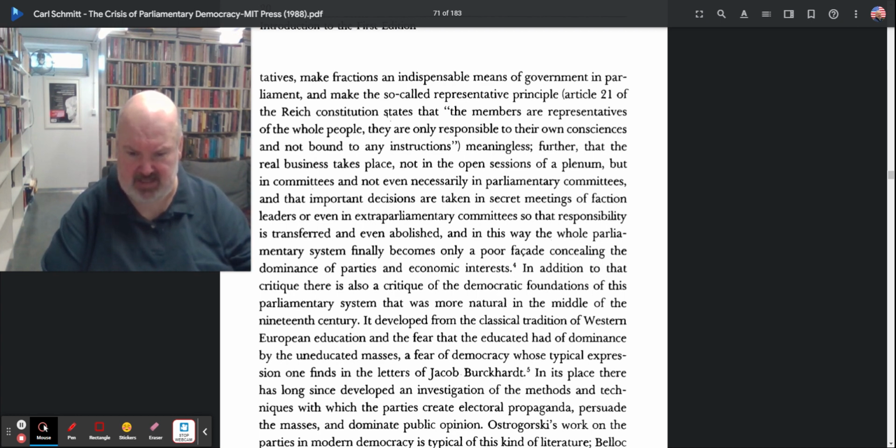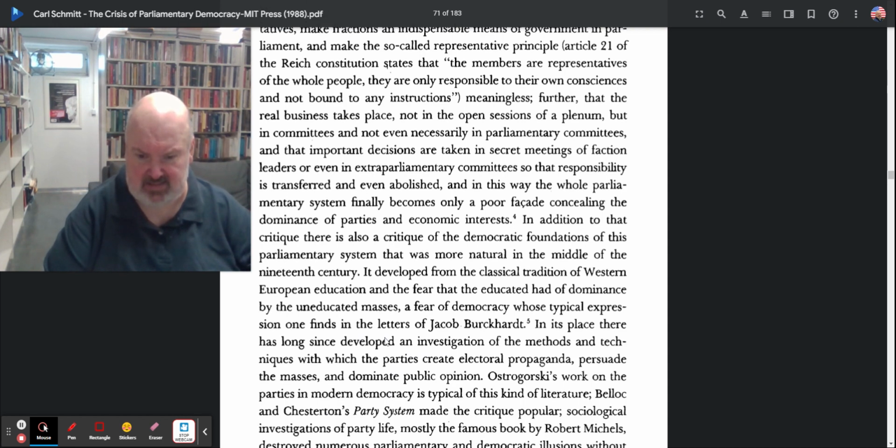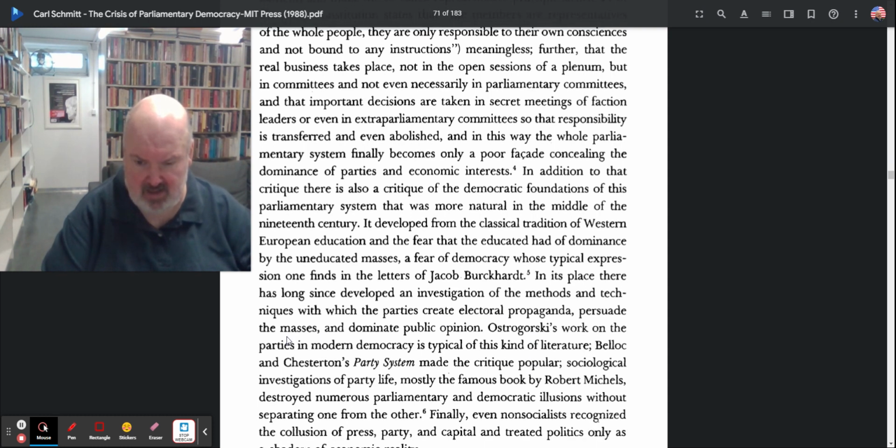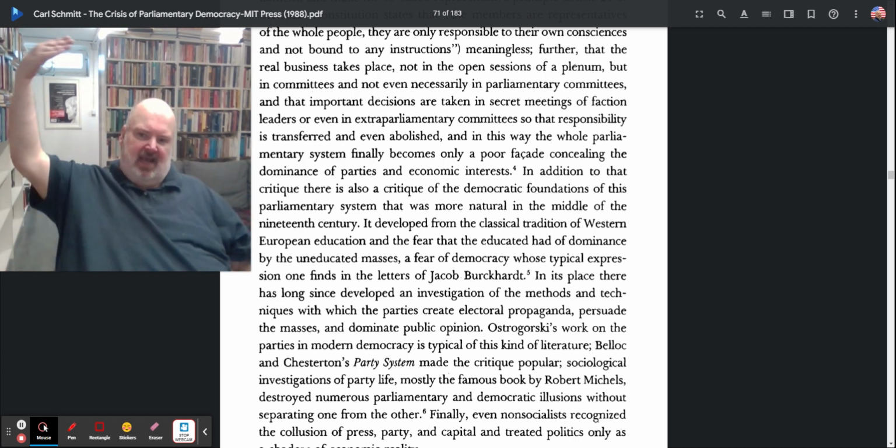By the uneducated mass, a fear of democracy is a typical expression of Burckhardt. In its place, there has long since developed an investigation of the methods and techniques by which the parties create electoral propaganda, persuade the masses, and dominate public opinion. So the original one was this idea of elite versus mass.